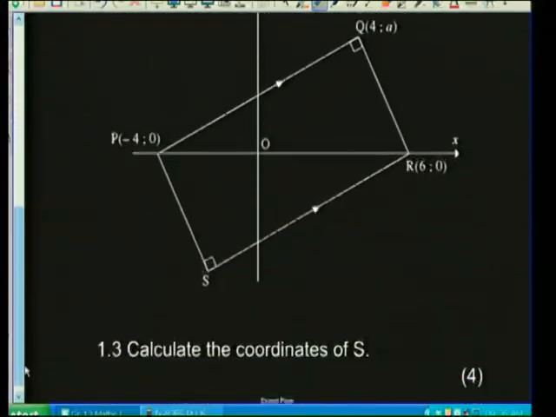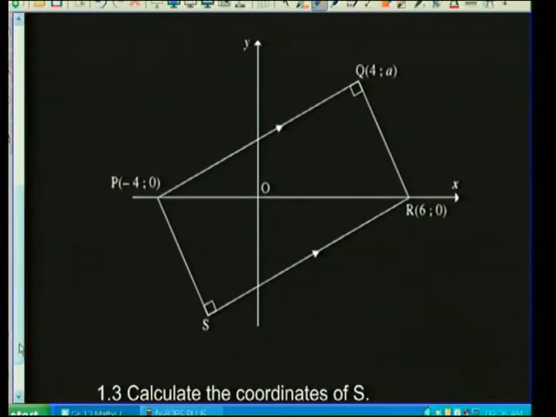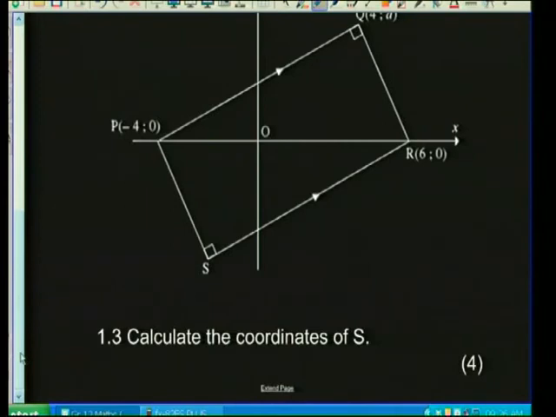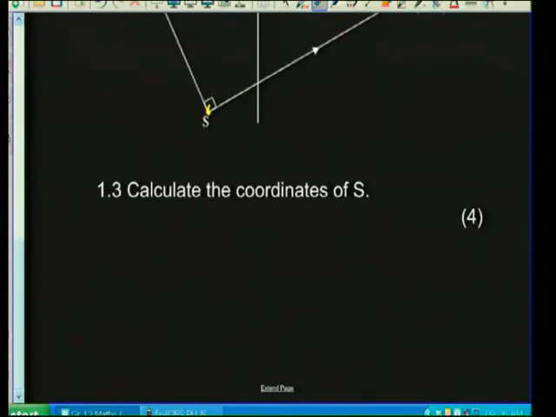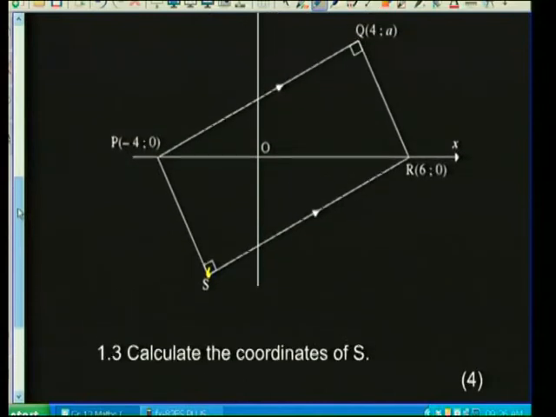Let's go to part 3, and we'll see where part 3 is taking us. And part 3 asks us to find the coordinates of S. Now, S is this little point just on the far side of your rectangle. So there are a number of ways in which we can approach this, and I think in this show I'm going to look at 2 different ways because they're both equally good.